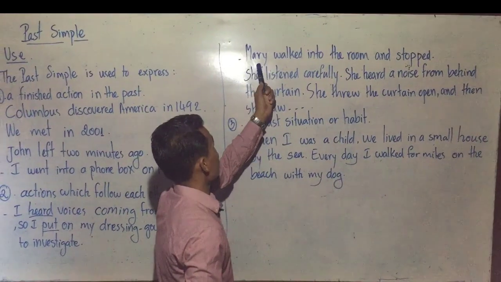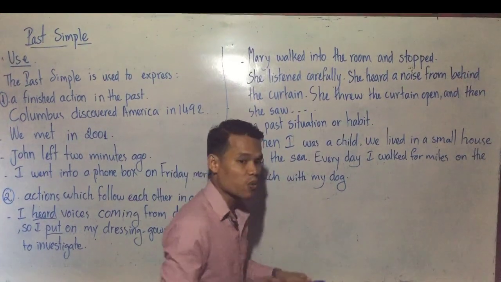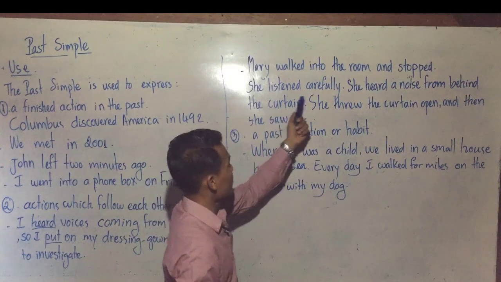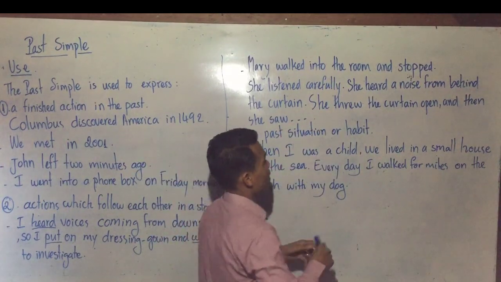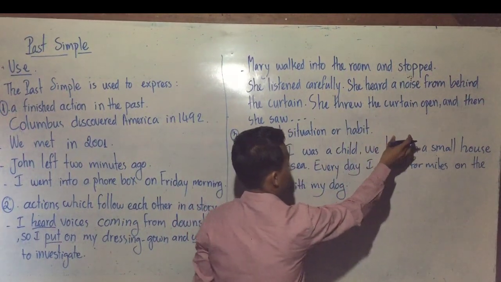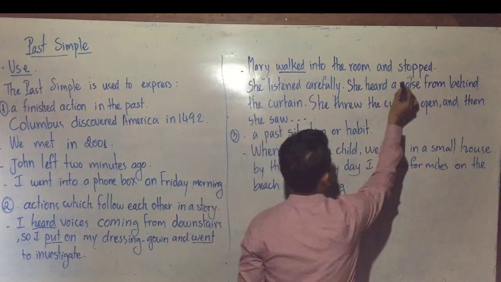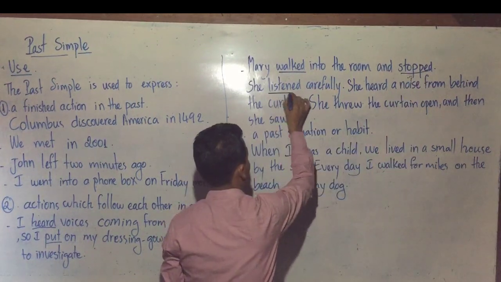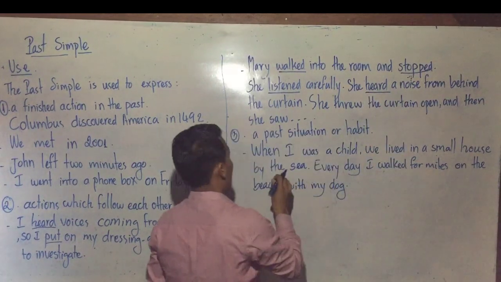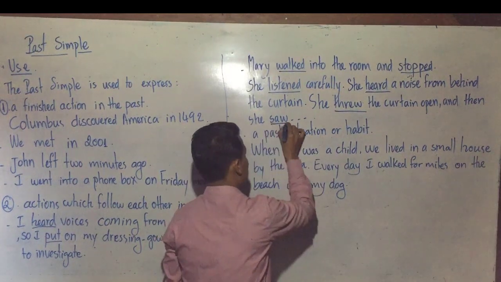The other example is that Mary walked into the room and stopped. So she walked and then she stopped. She listened carefully and heard a noise from behind the curtain. She threw the curtain open and then she saw. First she walked and then she stopped. She listened carefully. She heard a noise from behind the curtain. She threw the curtain open and then she saw something there.